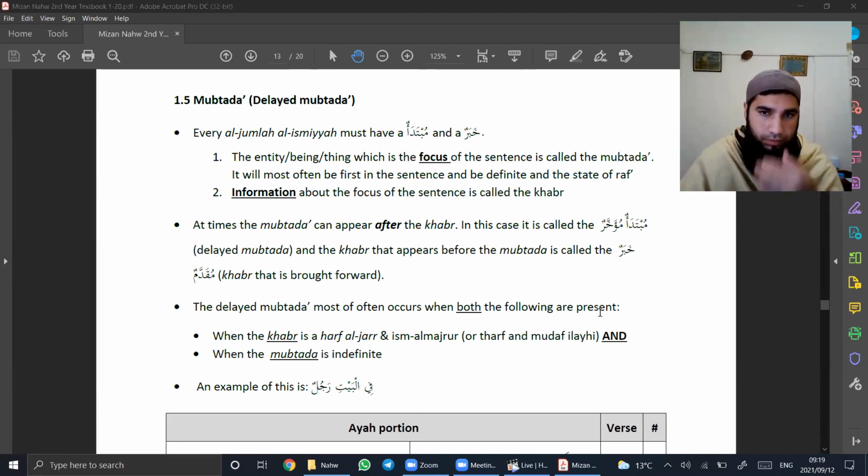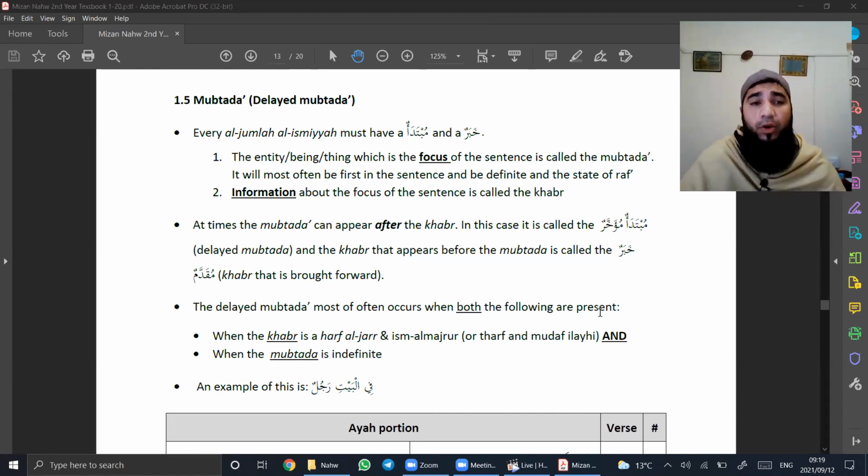Right, and just as before, the thing that's the focus of the sentence is called the mubtada. Usually, it's the first word in the sentence, and it's definite and it's in the state of raf. That's what we learned last year. Right, and then the khabar follows it. The khabar tells us something about the focus of the sentence. The information about the sentence. That we knew from before.